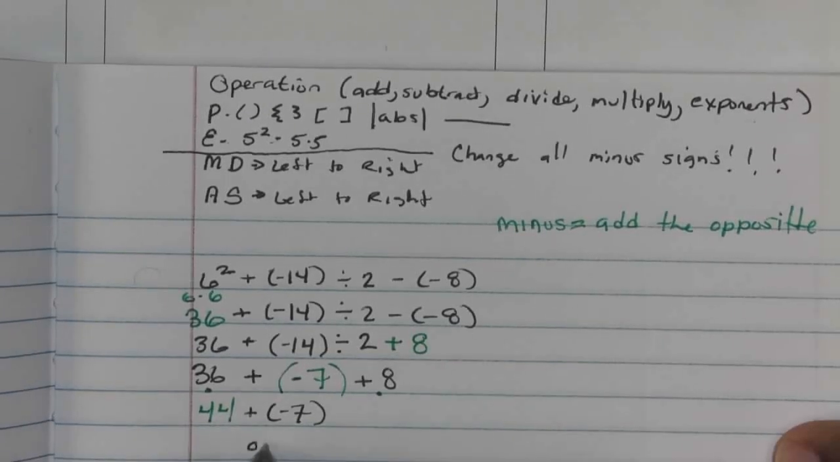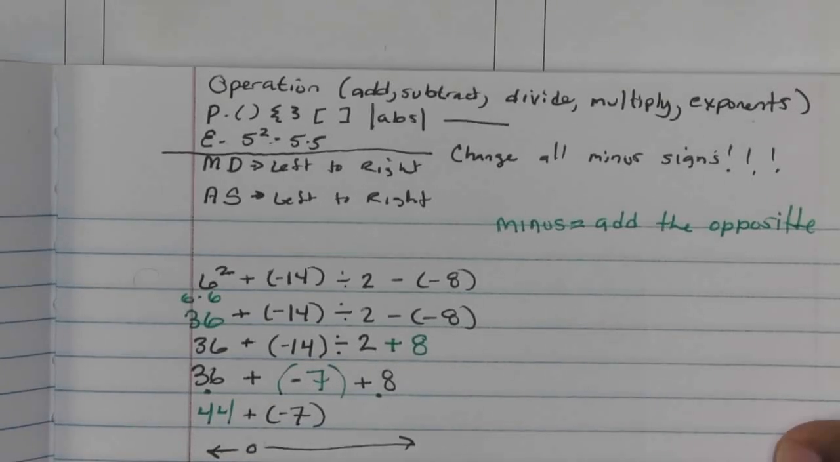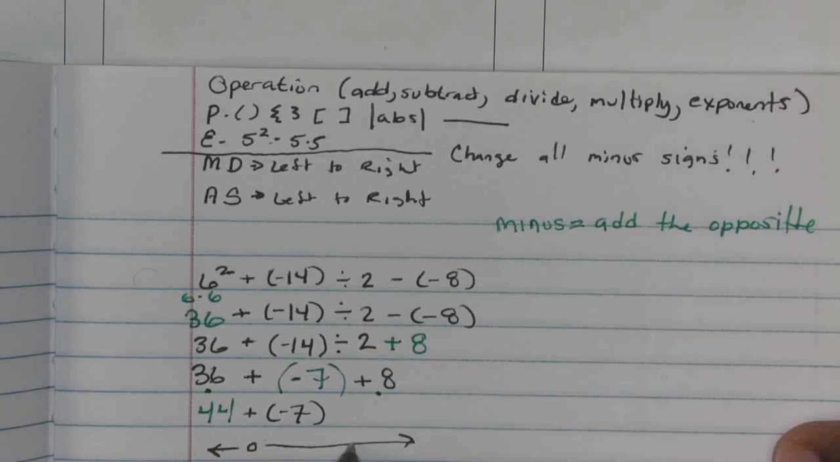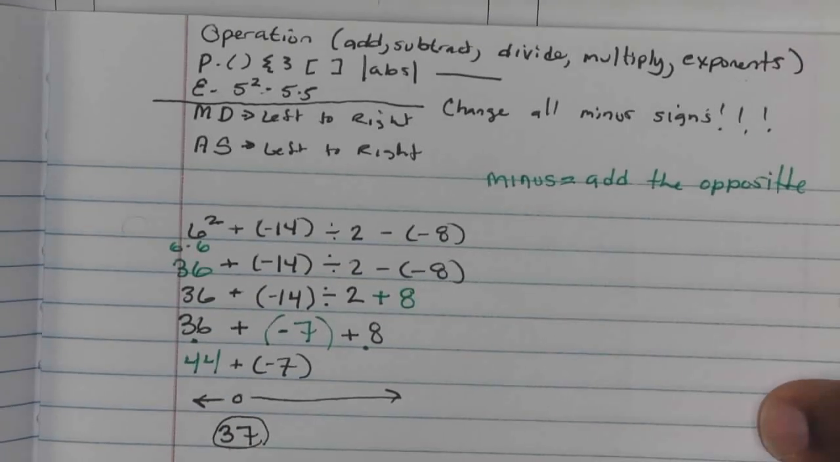The reason being that 44 is going this way and negative 7 is going this way, so you have to subtract. When we subtract 44 and 7, what do we get? 37. Is it going to be negative? Which one is farther away from 0? 44 or 7? 44, right? So the answer is going to be positive.